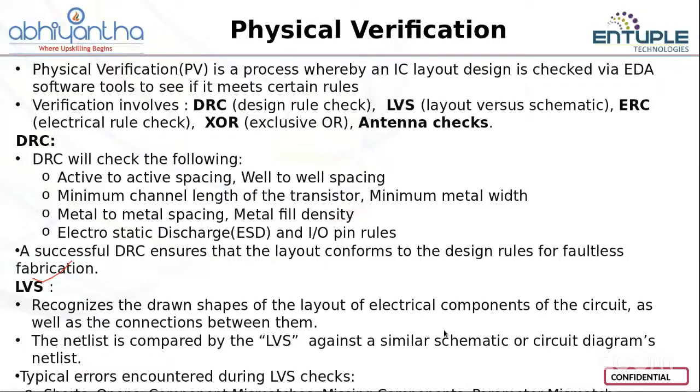So finally, we'll do the physical verification, DRC and LVS. DRC will check the active to active spacing, well to well spacing, the minimum channel length of the transistor, the minimum metal width and metal to metal spacing, and electrostatic deflection. So all these things will be under your DRC.